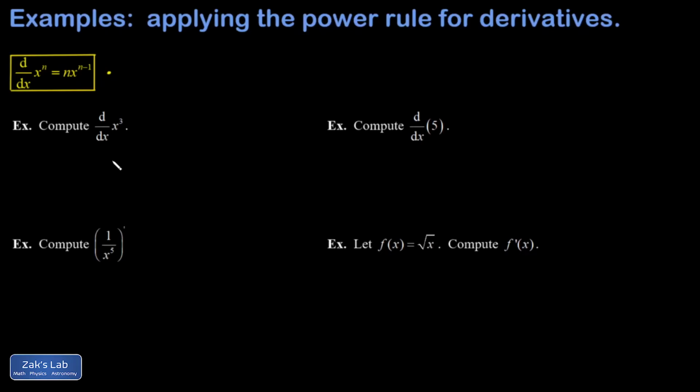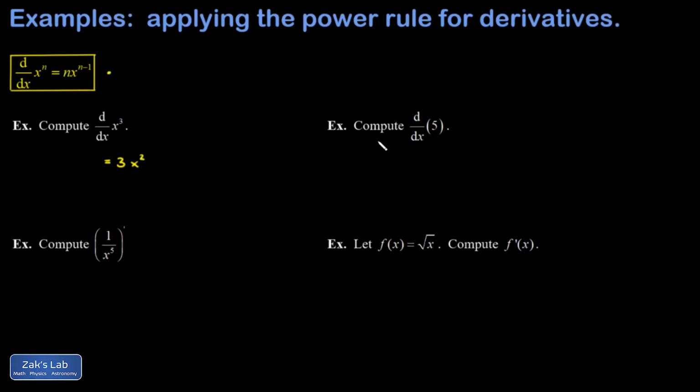So we have a set of examples to show how this works for different sorts of exponents. And in the first one, it's the simplest case. It's a positive integer exponent on x. And to get the derivative, I bring down a 3 out in front, I subtract 1 from the original exponent, and I get 3x squared.